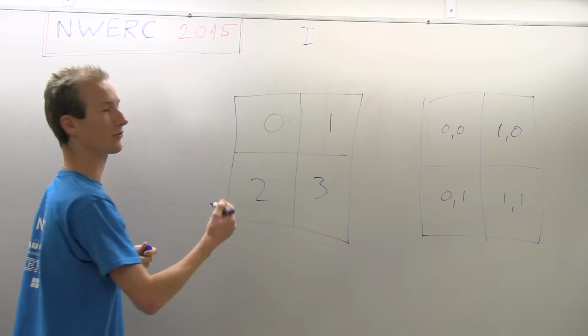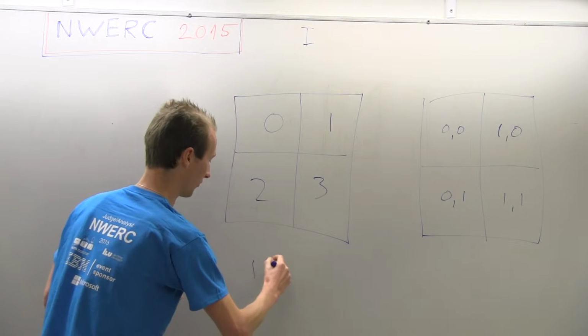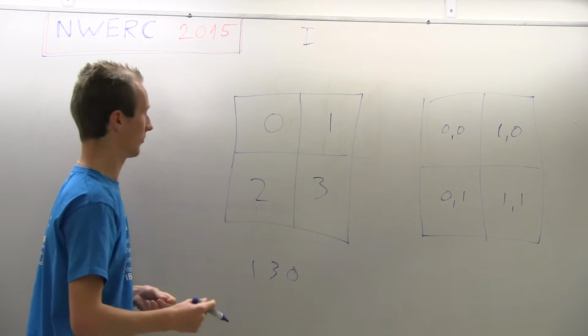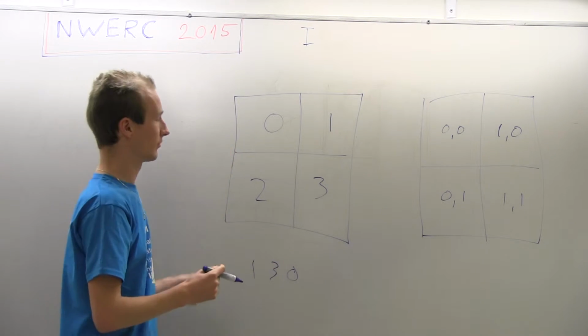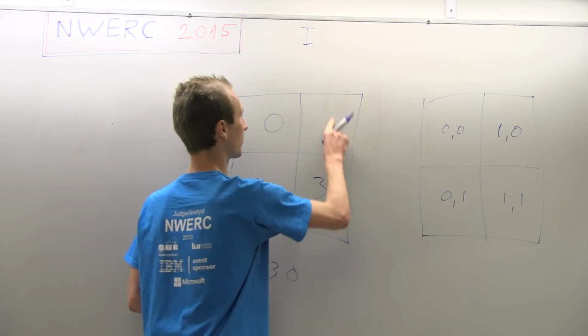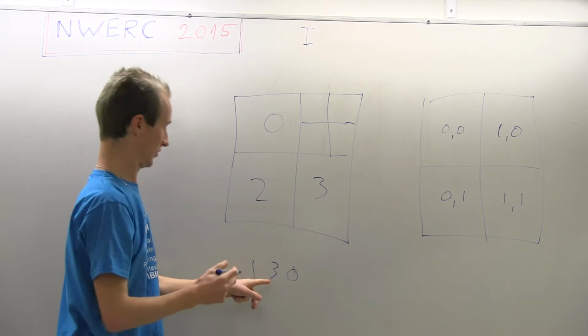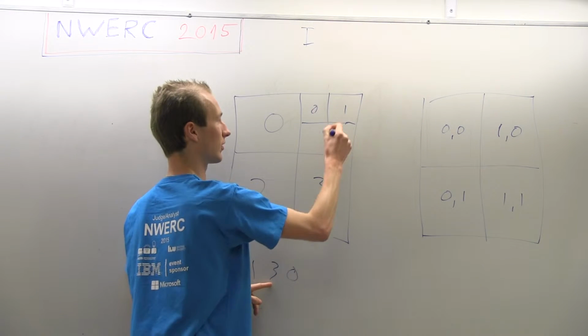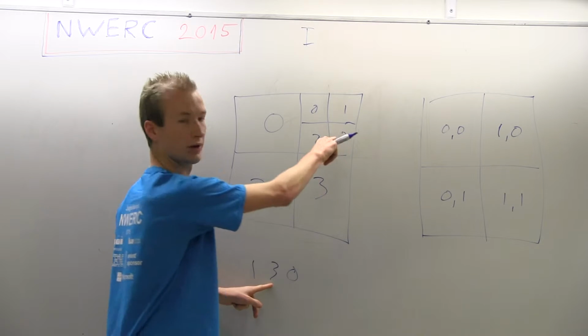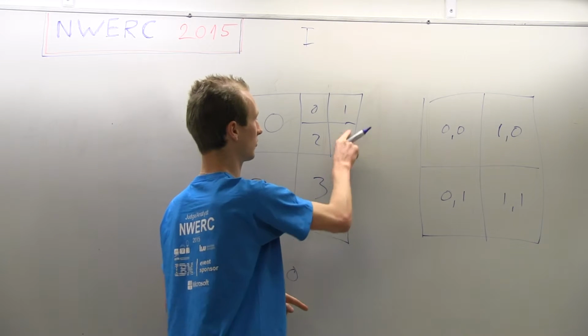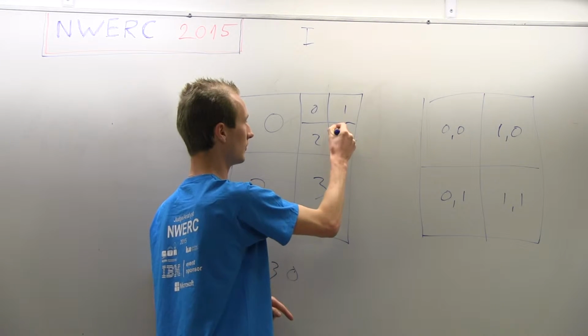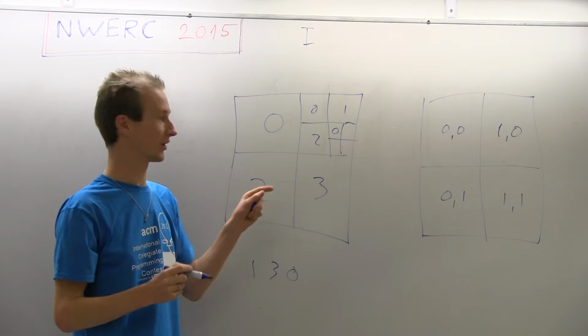So for example, if we have the quad key 1, 3, 0, we start with the 1, we say, well, we zoom into this region, and then we can again divide this into the 4 subregions. We now have a 3 here, so we zoom into this subregion, and we divide this one again, and finally this is the subregion where we end up.